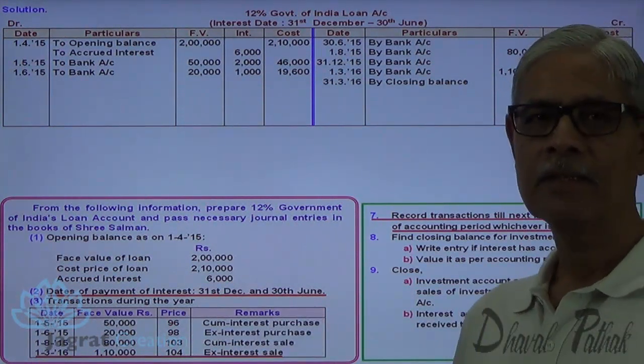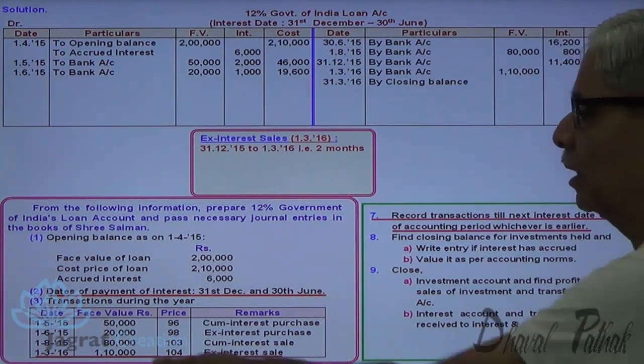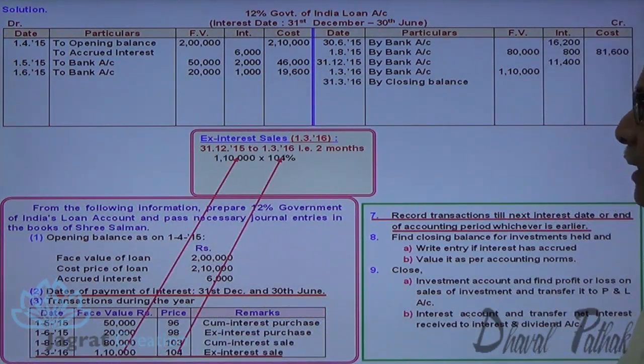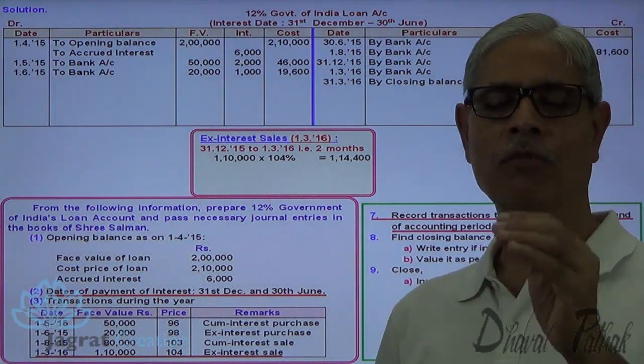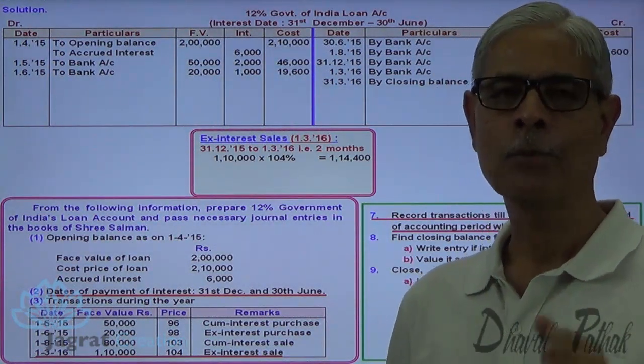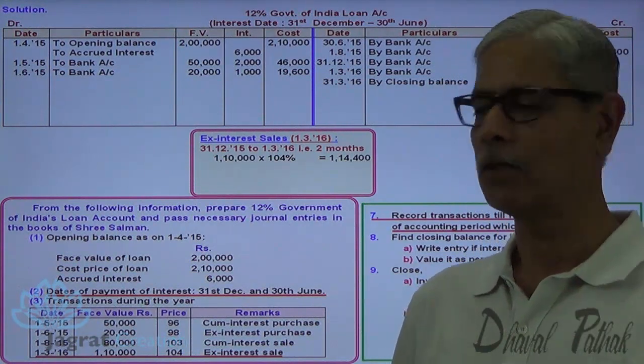104 is the sales value per 100. So 110 into 104%, that is the sales value. This is the ex-interest price, ex-interest sales. So when we sell, we get the interest. We get interest for which period? From last interest date till the date of transaction.